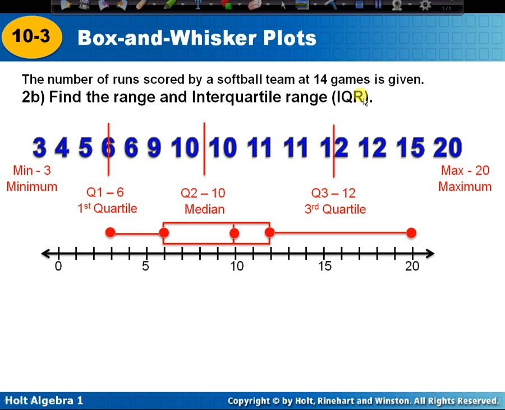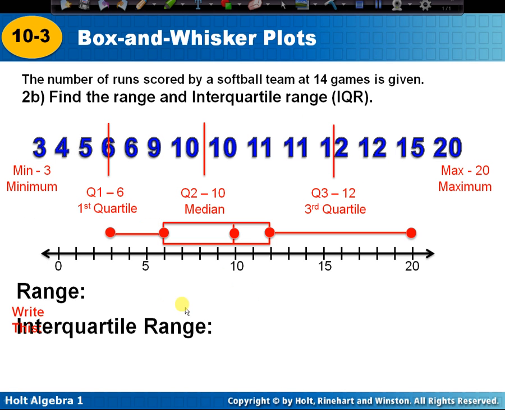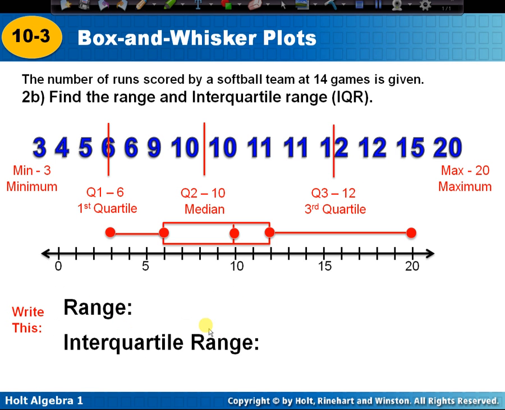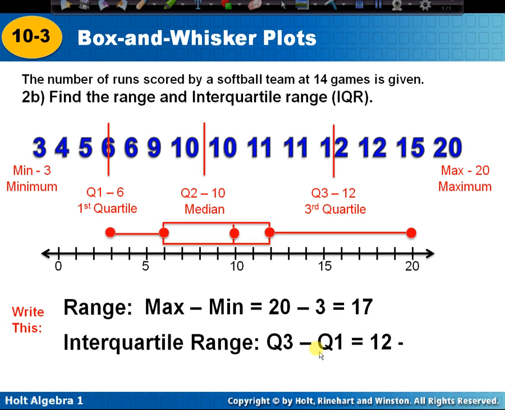Our next step is to find the range, or the interquartile range. So you have here range and interquartile range. You need to write those down. Our range, again, is our maximum minus our minimum, and I need you to write max minus min equals 20 minus 3 equals 17. So our range of data is 17 from 20 to 3, gives us 17. And then our interquartile range is Q3 minus Q1. Write that down. And then our Q3 again was 12, and our Q1 was 6. So 12 minus 6 gives us 6. So our interquartile range is 6.